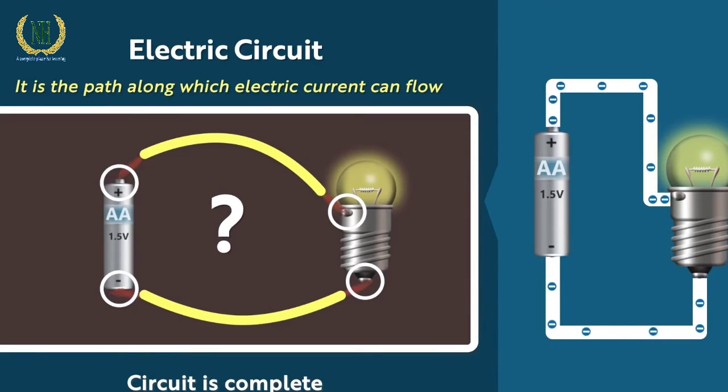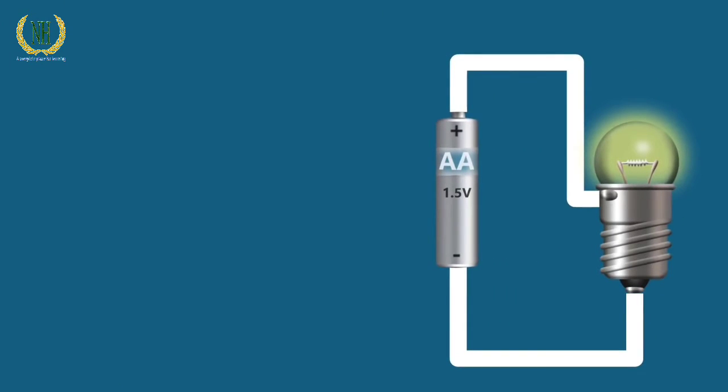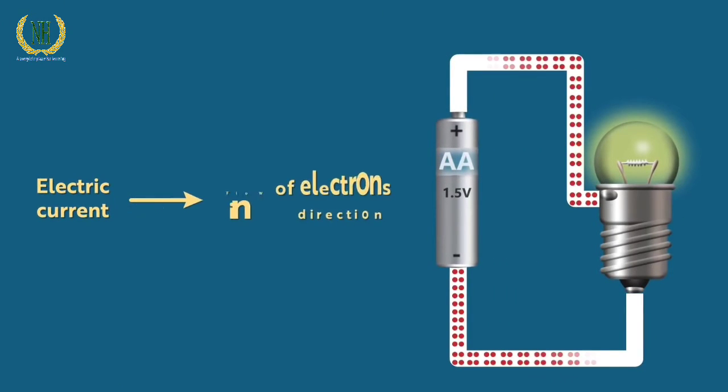But how exactly does electricity flow through the circuit? Well, it is difficult to explain how exactly it flows. However, I will try to give you an intuitive explanation of this phenomenon. You will learn more details in your higher grades. Basically, it's said that electricity or electric current is a flow of electrons in one direction.